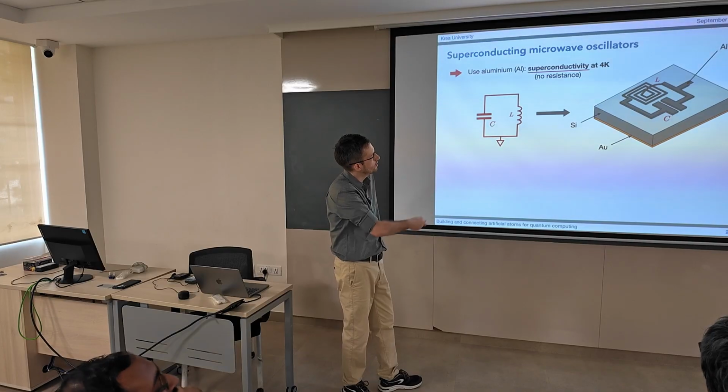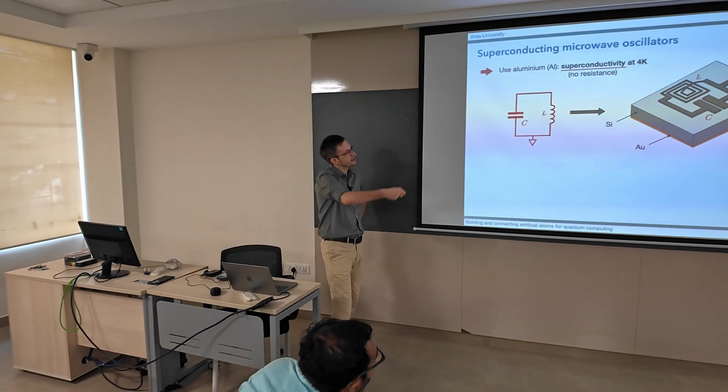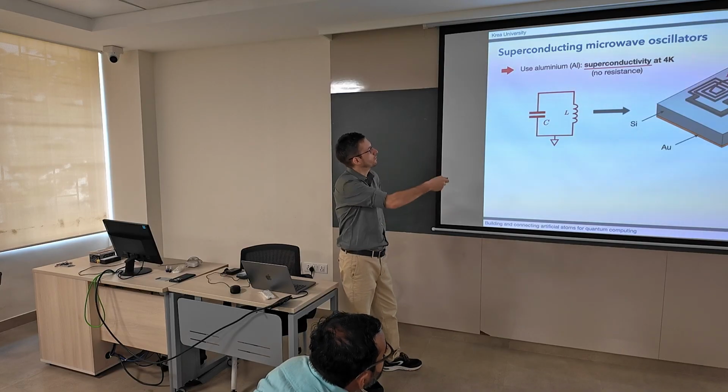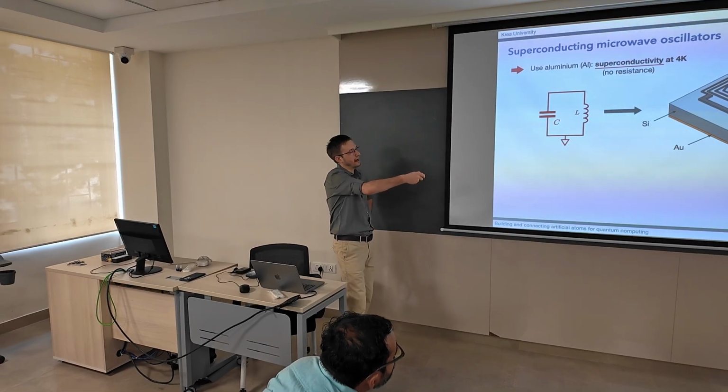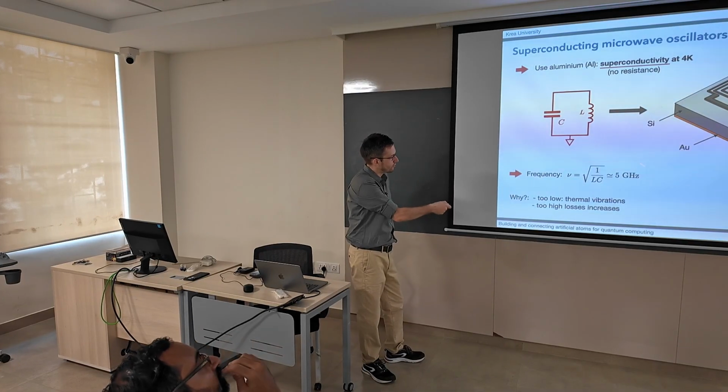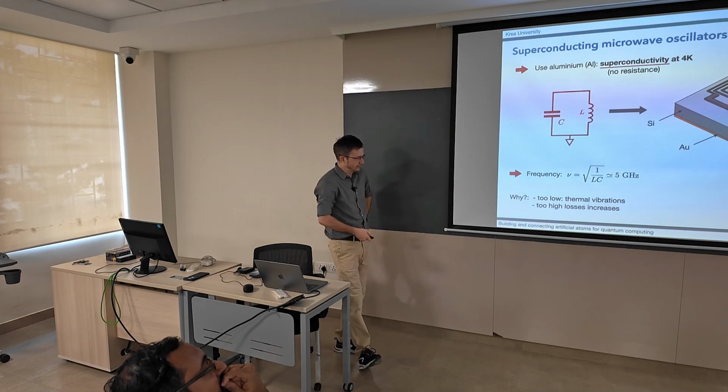On the bottom, you would have some gold plating. Okay, so this is how a superconducting circuit chip looks like, and that's how you could build an LC circuit. So we use frequencies of about 5 gigahertz, so this is microwave range.